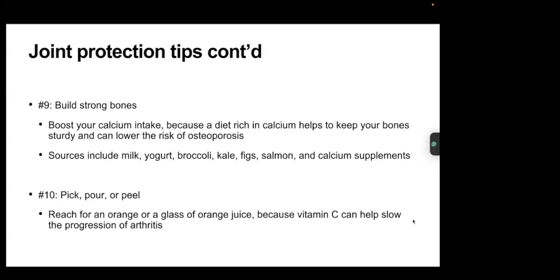Okay. Building strong bones. Again, calcium intake is going to be important. Also magnesium and some of the other vitamins and minerals. And those are going to be important. And I'll briefly touch on some of the green leafy vegetables, all known to have higher levels of calcium. Also dairy, milk, yogurt, broccoli, kale, figs. So it's not just the green leafy vegetables. It's not just dairy. They're all important. Some fish and calcium supplements as well.